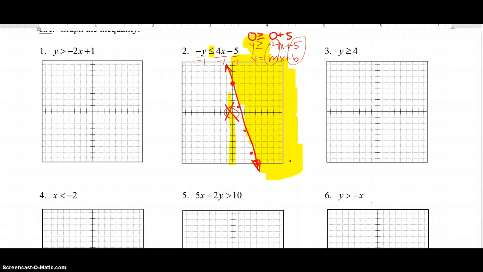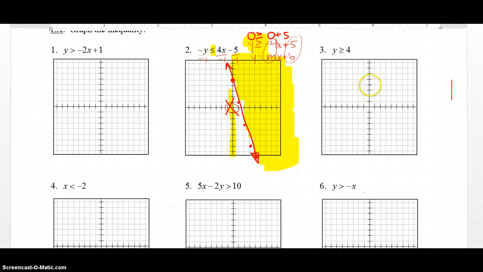Okay, number 3. Y is greater than or equal to 4. This one has a 0 slope, so it is a horizontal line with a y-intercept of 4. So on our y-axis, we've got 4. I asked myself solid or dotted, and because it has the or equal to, we're going to put solid. And then I want the y's that are greater, or y's that are bigger, and the y's that are bigger are on top of the line versus below the line.